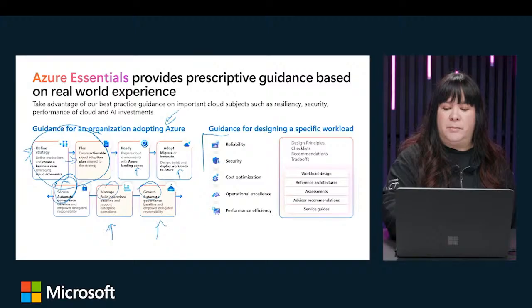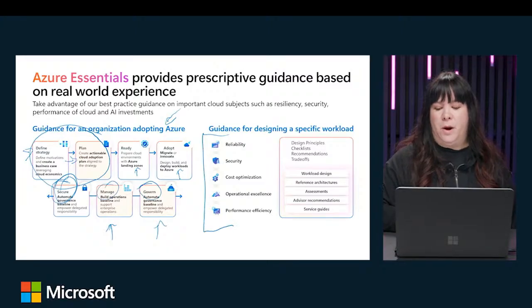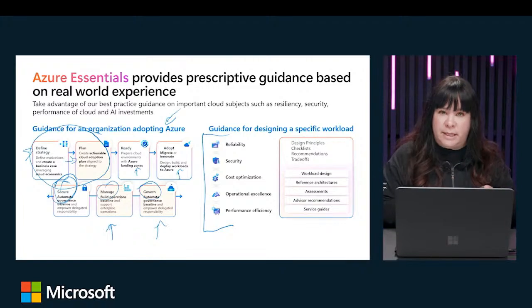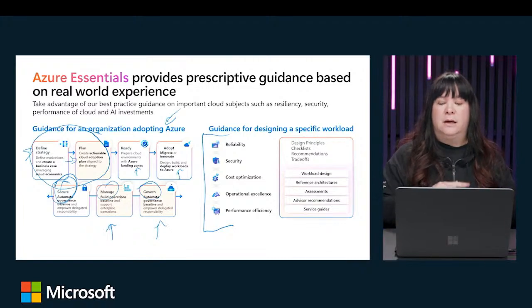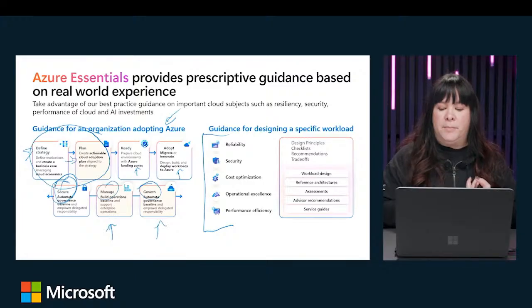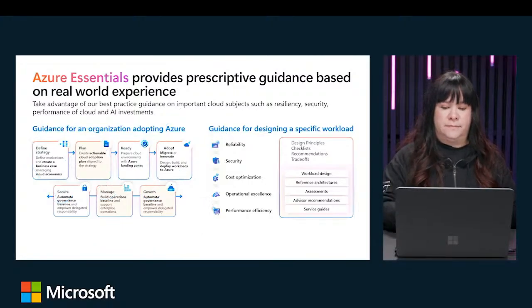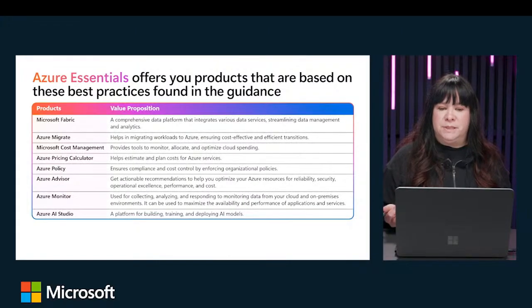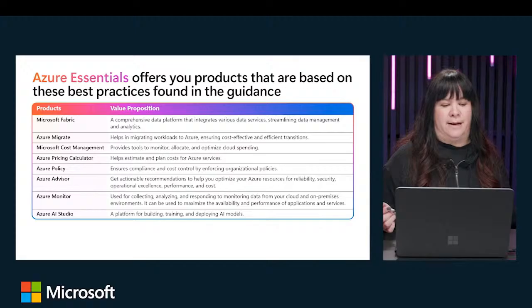So here are the key components when we look at a specific workload. You've got your 5 pillars. You've got reliability, security, cost optimization, operational excellence, and performance efficiency. You'll hear those 5 topics a lot when we talk about working with our frameworks. So Azure Essentials offers you many products that you can use that are based on these best practices.